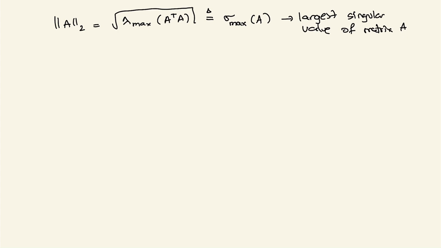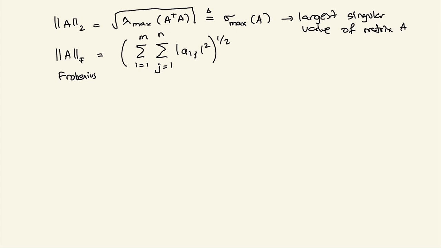We also have the Frobenius norm, where F stands for Frobenius. It is basically the sum over i equals 1 to m, j equals 1 to n, of aij to the power of 2, to the power of 1 over 2, or square root. This is called the Frobenius norm. So comparing the 2 norm with the Frobenius norm, we can say the 2 norm of A is less than or equal to the Frobenius norm of A. You can just illustrate this within the context of an example.